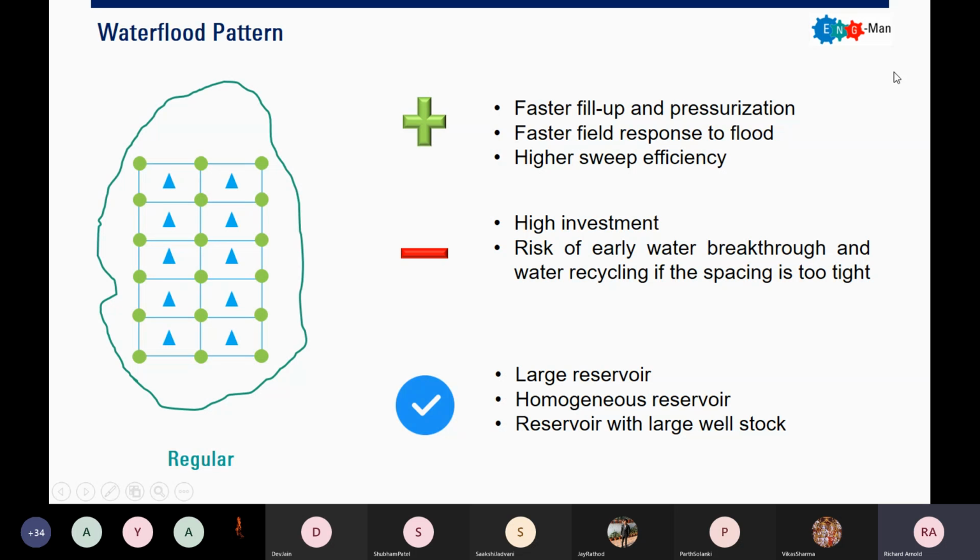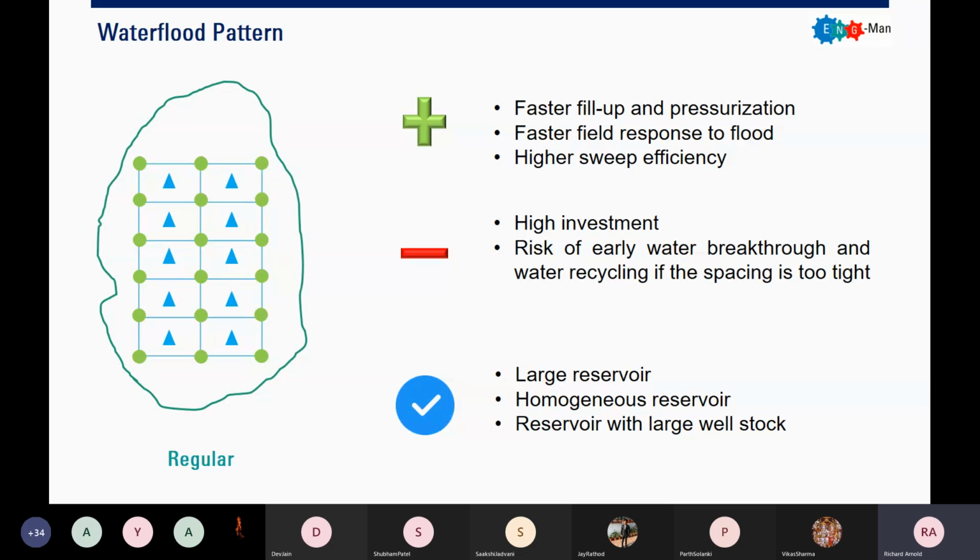But indeed, you will need high investment. You will drill a lot of wells, a lot of injectors, right? And you will need to do conversion job to convert your producers into injectors in order to create a lot of patterns, a lot of regular patterns like this one. And risk of early water breakthrough and water recycling can be high if your spacing is too tight. The distance between the producer and the injector is too close. And of course, it will increase your risk of water breakthrough and water recycling.